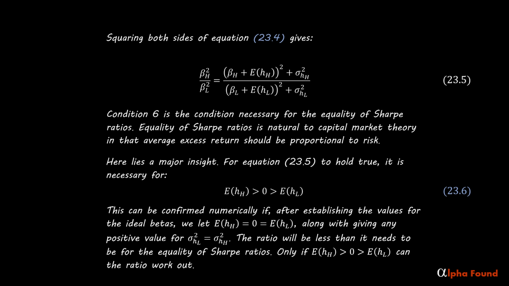This can be confirmed numerically if, after establishing the values for the ideal betas, we let the expected high h equal 0, which is equal to the expected low h, along with giving any positive value for the variance of h. The ratio will be less than it needs to be for the equality of Sharpe ratios. Only if the expected high h is greater than 0, which is greater than the expected low h, can the ratio work out.